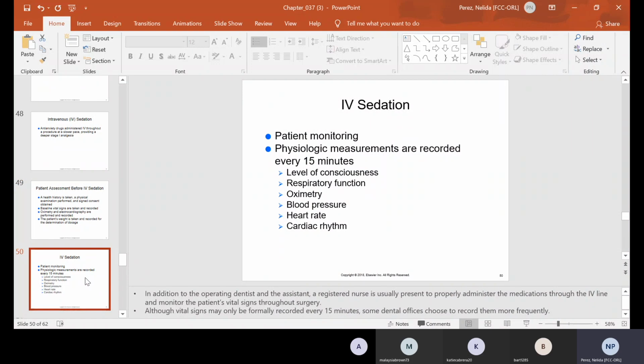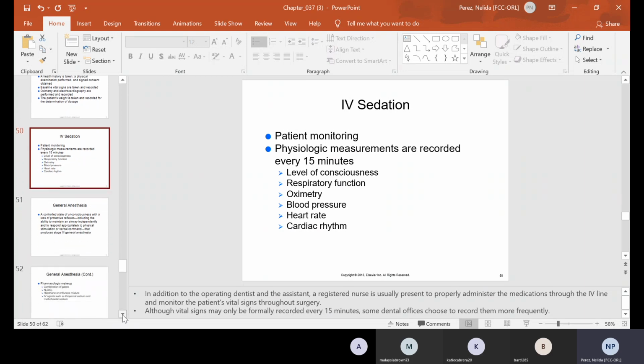So IV sedation, patient monitoring, physiological measurements are recorded every 15 minutes. We're looking for a level of consciousness, respiratory function, oximetry, blood pressure, heart rate, and cardiac rhythm. We've got to make sure the heart is still going.